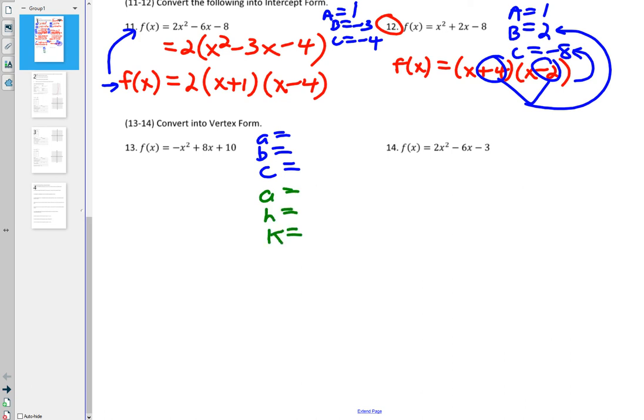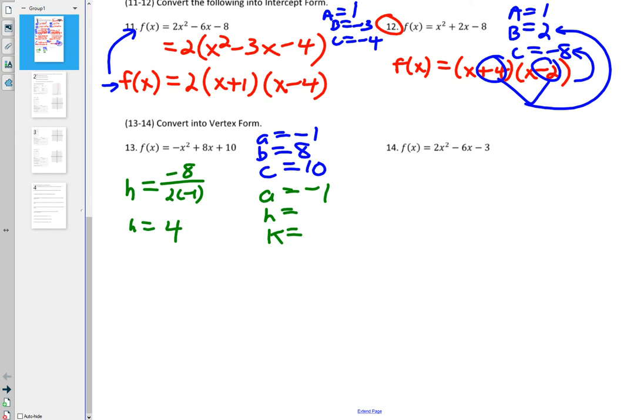What's my A for number 13? It is -1. What's B? 8. What's C? 10. The good news is that the A carries over. Whatever the A is in standard is the same A in vertex. Then you learn the formula. Who remembers the formula for H? -B over 2A. Very good. So the 8 for B becomes negative 8 over 2 times -1. That's going to be -8 over -2, which is +4.